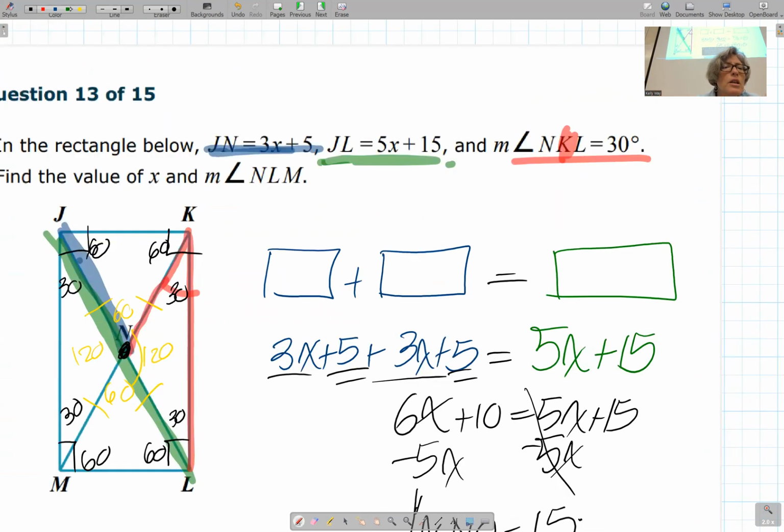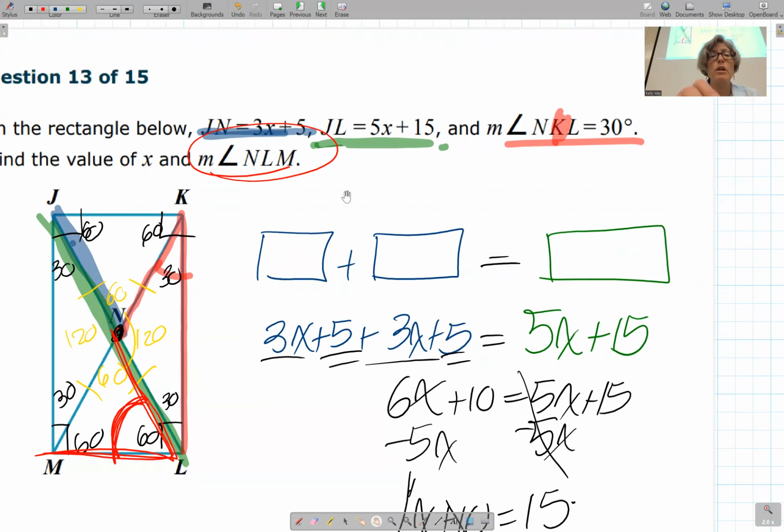And we want here NLM. NLM. And of course, this would be 60. Already have it. If you just go ahead and find everything, you'll always have what you need.